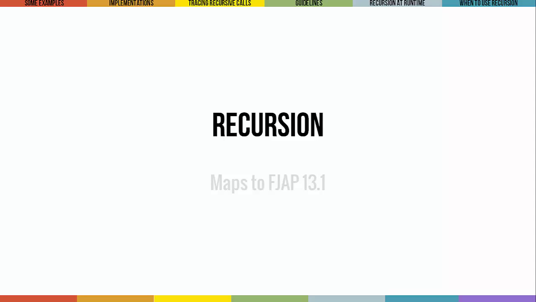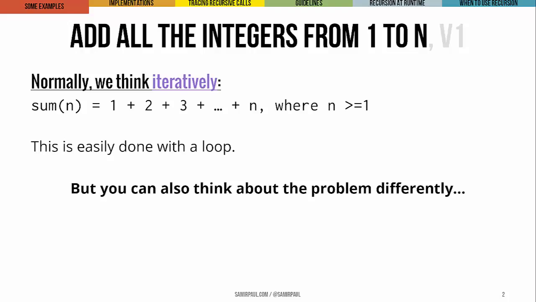Suppose I asked you to add up all the integers from 1 to n. Normally, you might think of this process iteratively. You'd start with 1, and then you'd add 2, and then 3, and so on until you reached n. And here's how you might express that as a function. Sum of n is 1 plus 2 plus 3 plus dot dot dot until you get to n, where n is greater than or equal to 1.